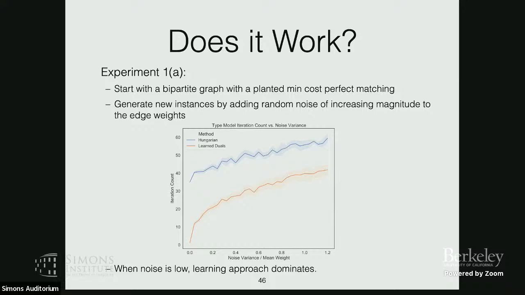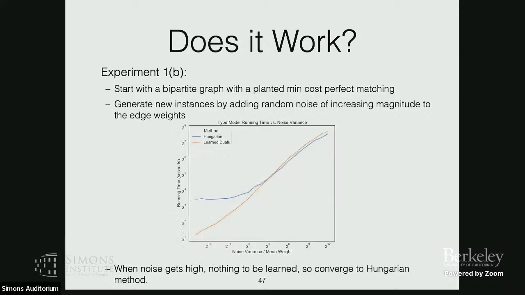So good. And what do we see? The learned dual algorithm is performing fewer iterations of this cardinality matching. Fewer iterations of the Hungarian. Good. So that says, if there's something to learn, we learn it.